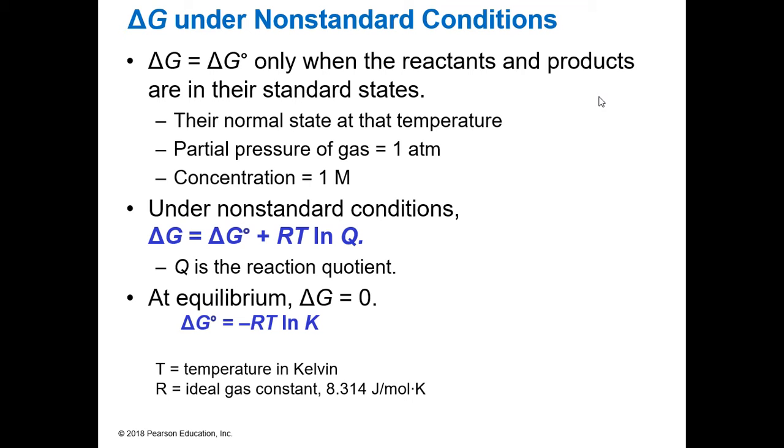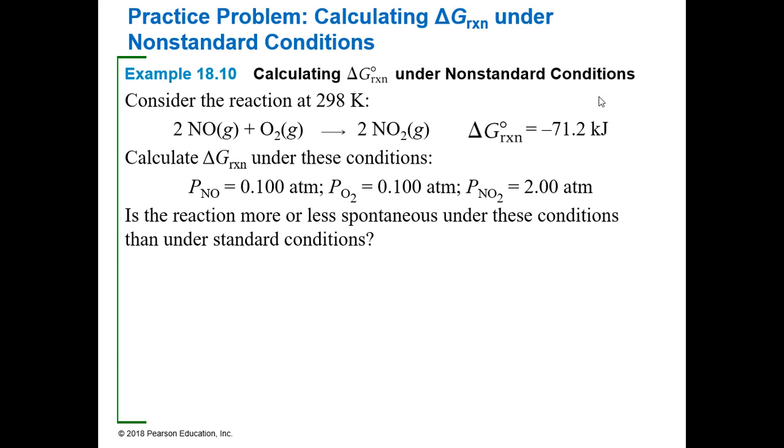If we are at equilibrium, our delta G value equals 0. So therefore, we could just solve delta G naught is negative RT ln of K, right? K because we're at equilibrium. Our temperature does need to be in Kelvin, and then we're using the R of 8.314 joules per mole Kelvin. Because remember, our units of Gibbs free energy are in joules, so that's why we would choose that gas constant.